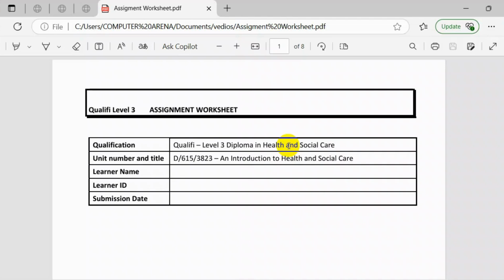So this is the assignment worksheet for the Qualified Level 3 Diploma in Health and Social Care for the unit D6153823, Introduction to Health and Social Care. But before starting the assignment, you have to provide your complete name over here with your ID and assignment submission date.